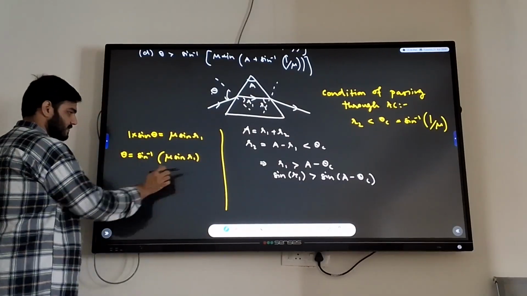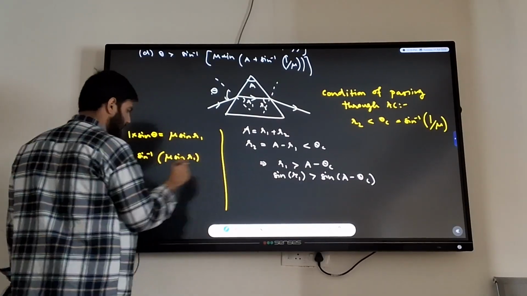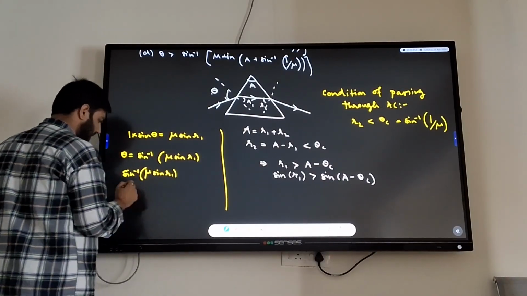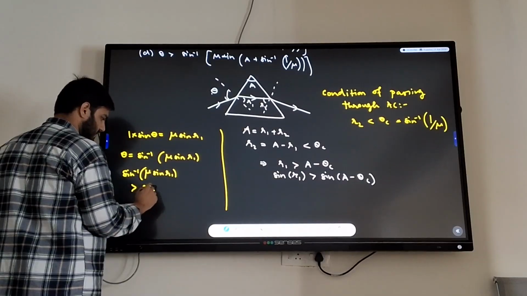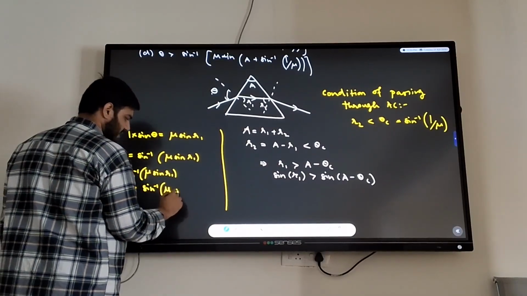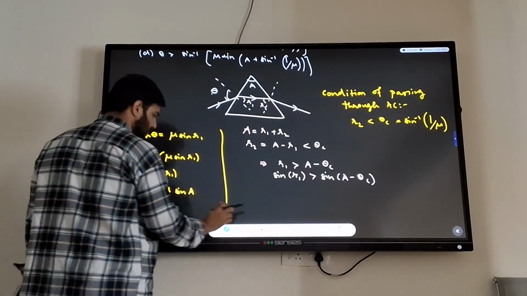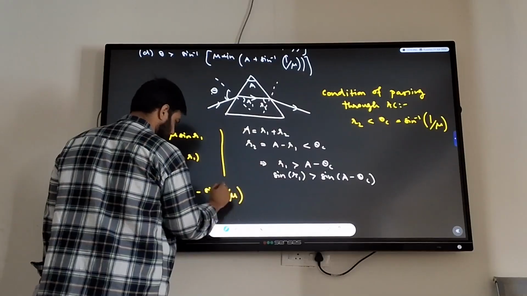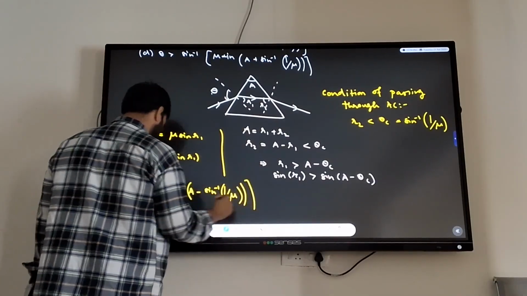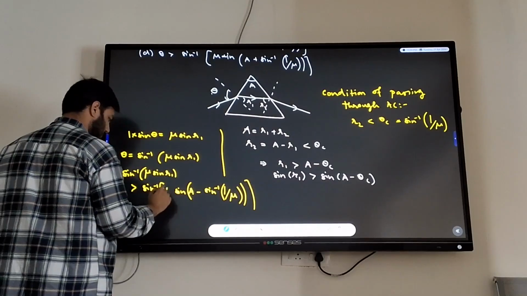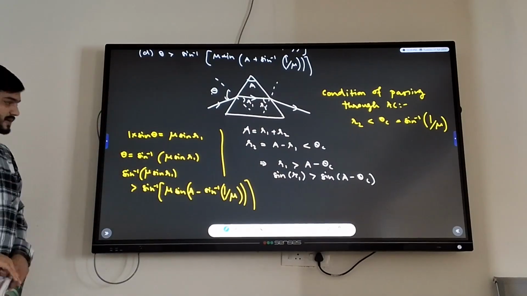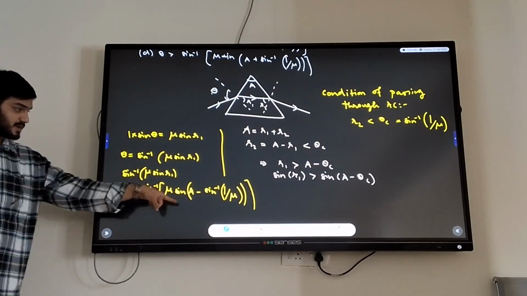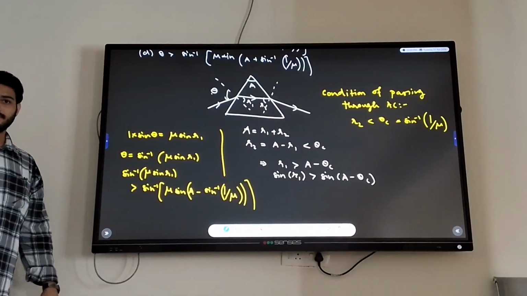Wait. This factor has to be greater, so sine inverse of mu sine R1 has to be greater than sine inverse of mu sine of A minus sine inverse of 1 by mu. What is theta C? Theta C is sine inverse of 1 by mu. Do you get it? But what is this quantity equal to? That's theta. So that means theta has to be greater than this whole quantity. Does it make sense? Yes.